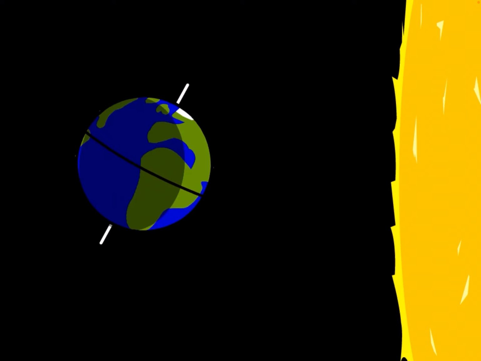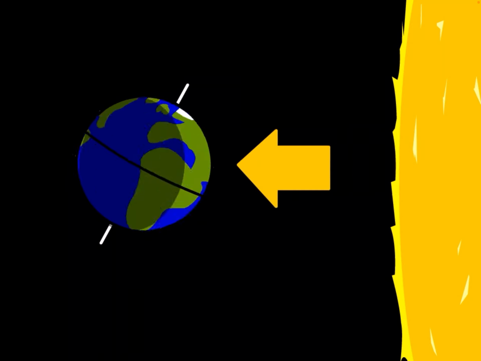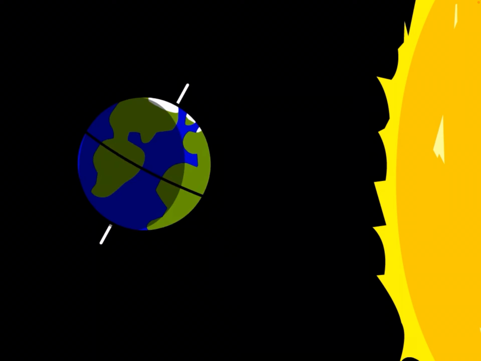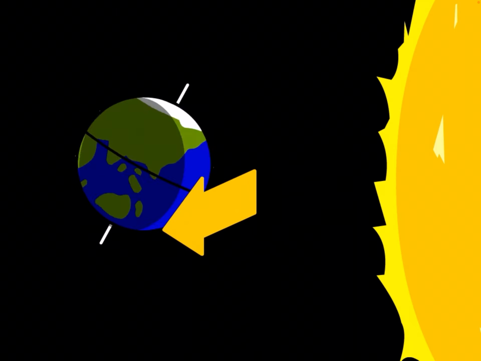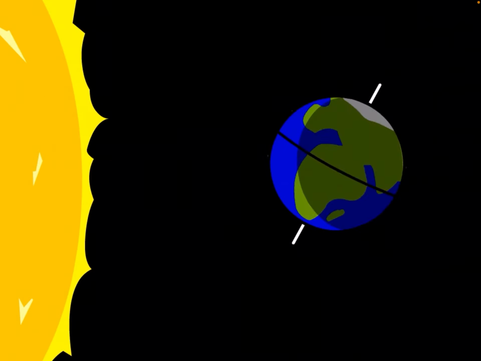When the Earth is here, sunlight strikes the northern hemisphere directly. That makes the days longer and hotter. We call that summer. Meanwhile, sunlight is striking the southern hemisphere at an angle. The days are short and cold. That's winter. When the Earth is on the other side of the sun, the seasons are reversed.